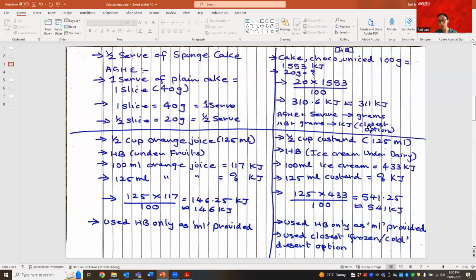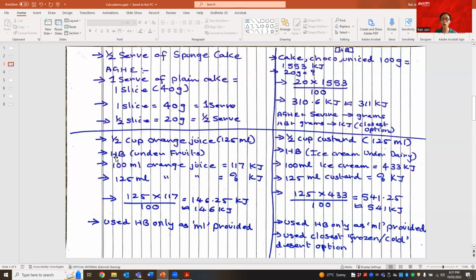Now I'll show you one more example, say you have half a cup of orange juice. The patient is having half a cup of orange juice, and in the patient's dietary recall, someone has been kind enough to also say that it is 125 ml. This makes your life super duper easy because when you have things in grams and ml, you can directly jump to your handbook.